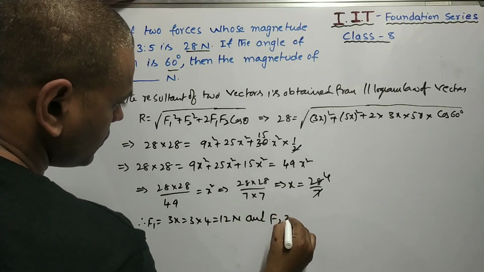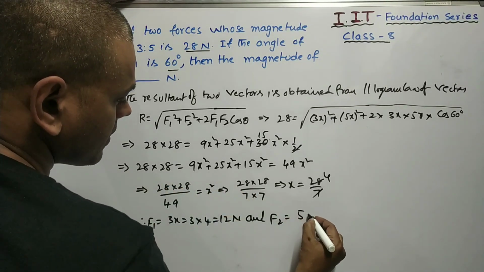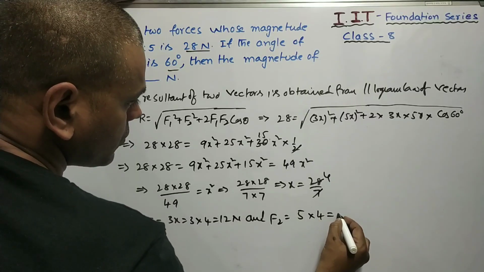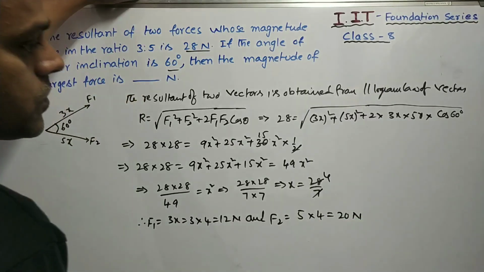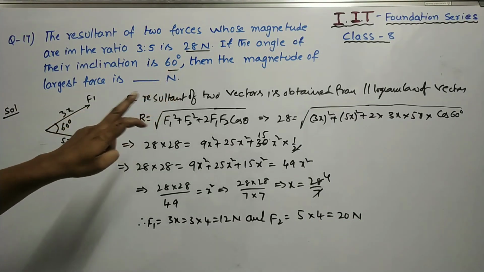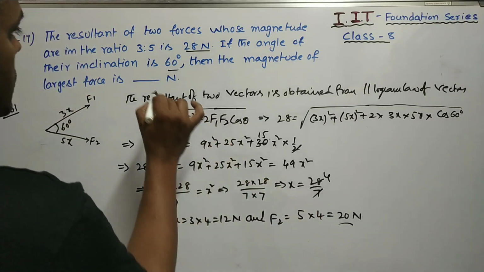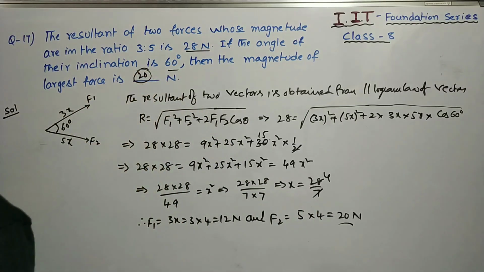And F2 is equal to 5x, 5 into 4, 5 4s are 20 Newton. So what is the magnitude of the largest force? This is 20. So the answer is 20 Newton.